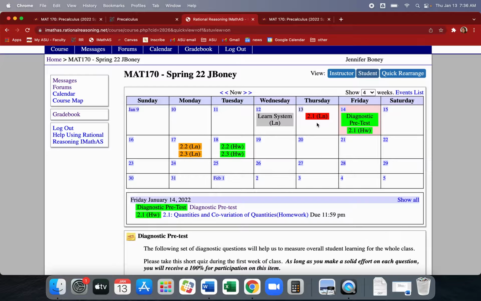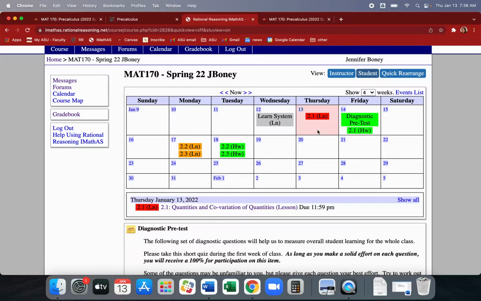So, I mean, not right now, but by 11:59 p.m. tonight. You can click on the calendar just like I'm doing. You can see what most of the due dates are, 11:59 p.m. There might be things that pop up that we're going to be doing during class, so I'll just have some other random time set. But in any case, this 2.1, that parentheses LN, is for lesson.